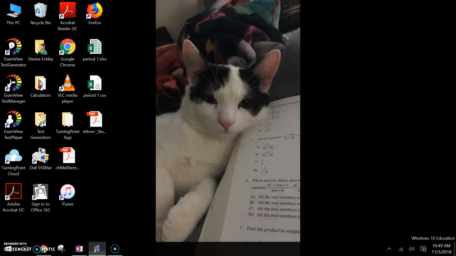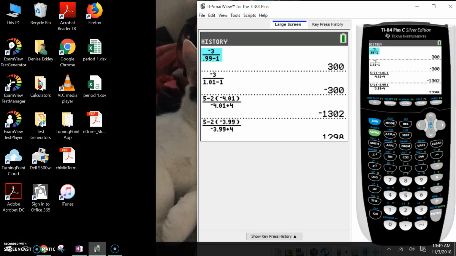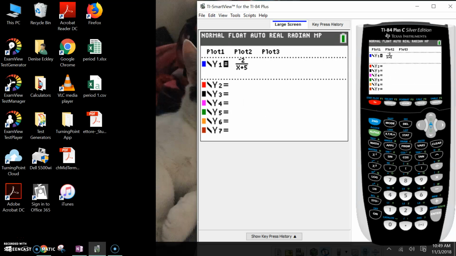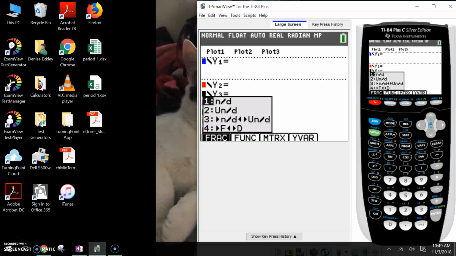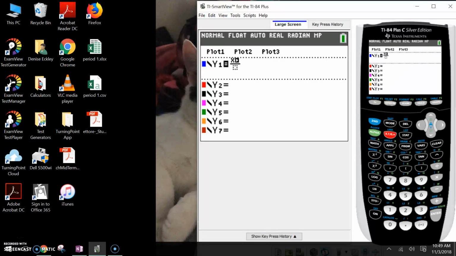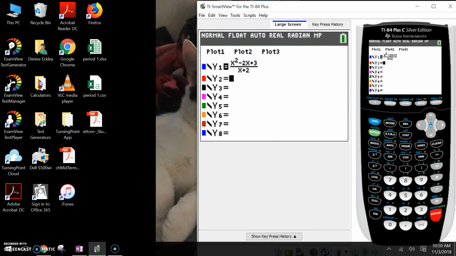So when I go under y equals, I'll put in our function, which is x squared minus 2x plus 3 in the numerator, and then the denominator is x plus 2. And then I will also put in our slant asymptote, which is x minus 4.